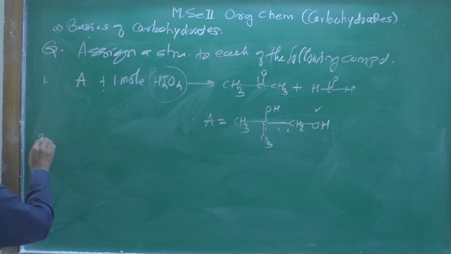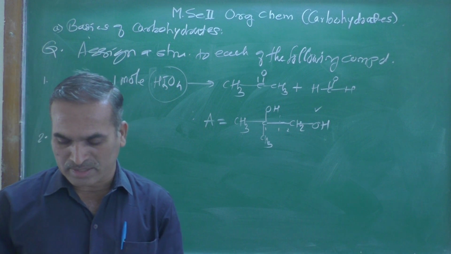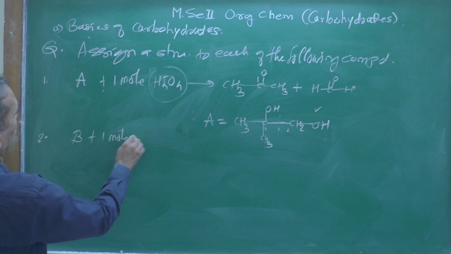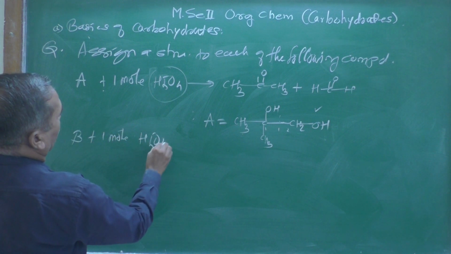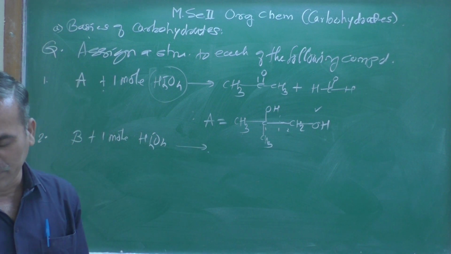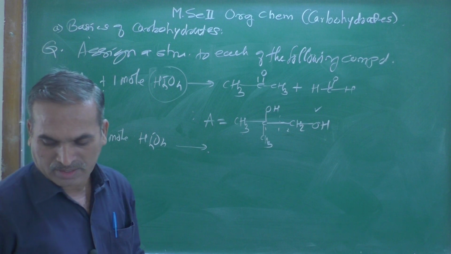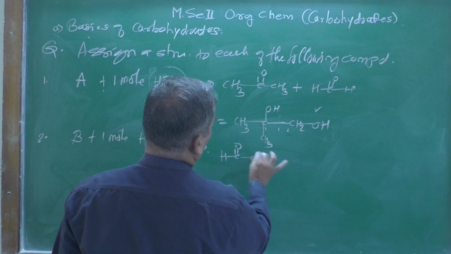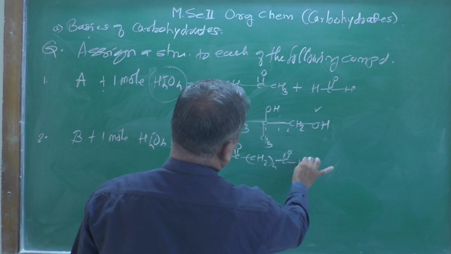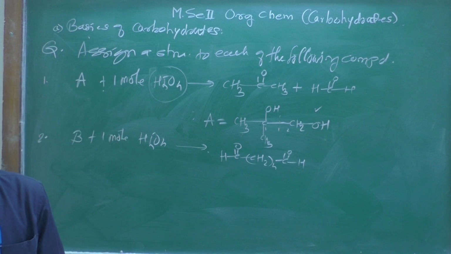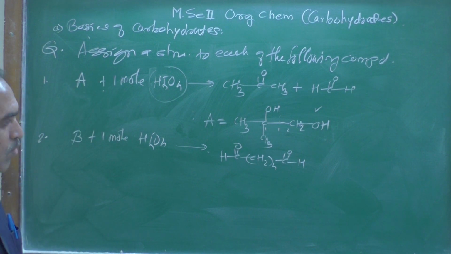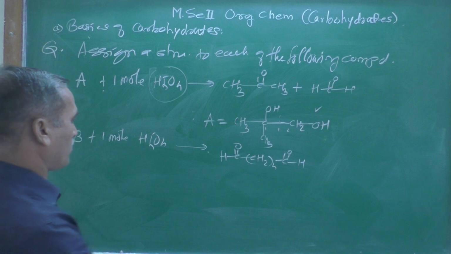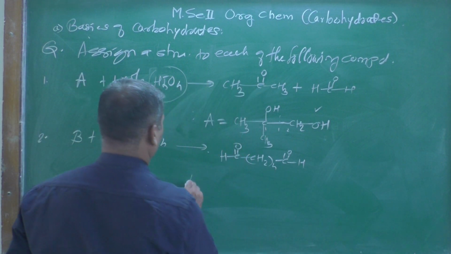Now let me give you a second example. Suppose here is B, which is treated with 1 mole of HIO4. What do they produce? They produce this molecule: H-C(=O)-(CH2)4-C(=O)-H, right? This is the product they produce. What could be the structure of B? What will be the structure of B here?